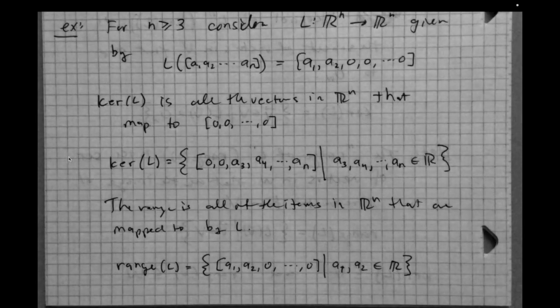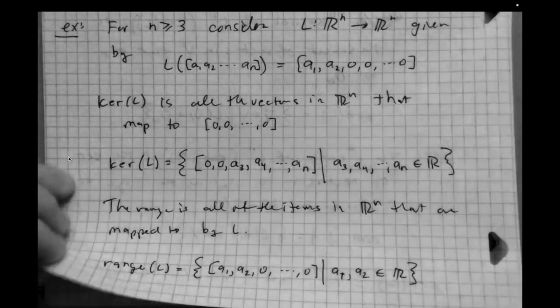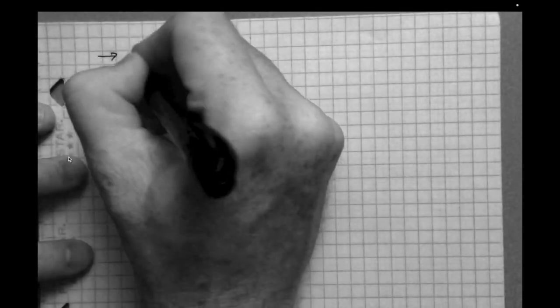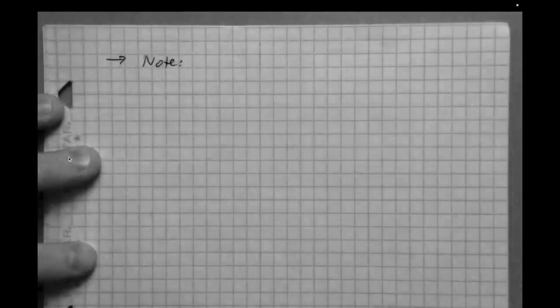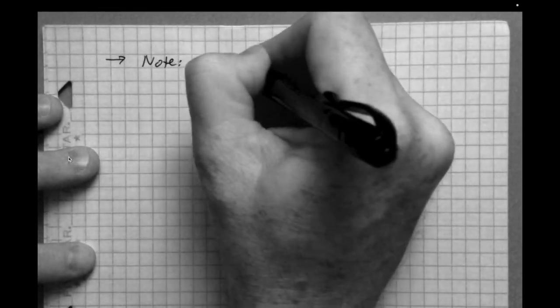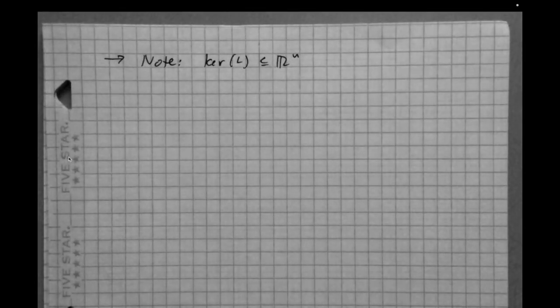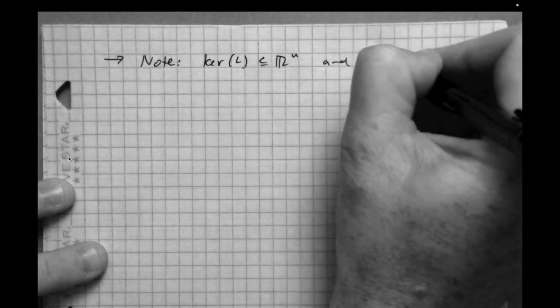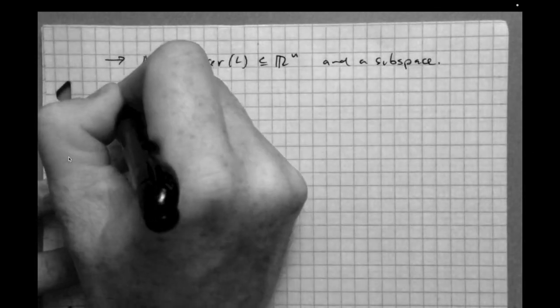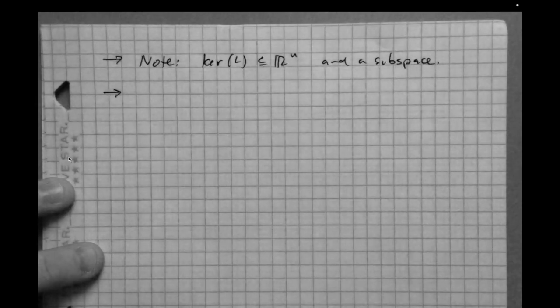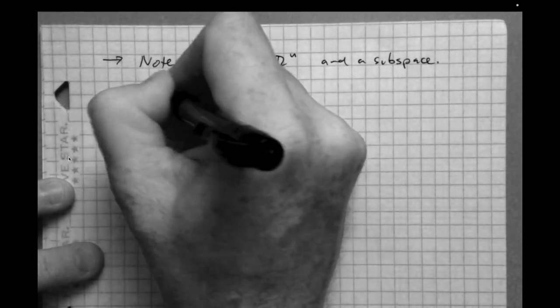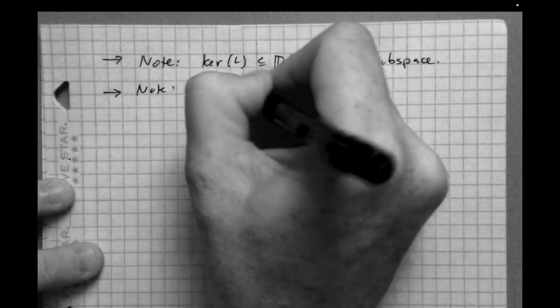Okay, perfect. So that's our first example. A couple of things to note here. The kernel of L is a subset of Rn, that's obvious, and it's a subspace. What else can we say? Well, the range is a subspace as well. This is just the previous theorem.